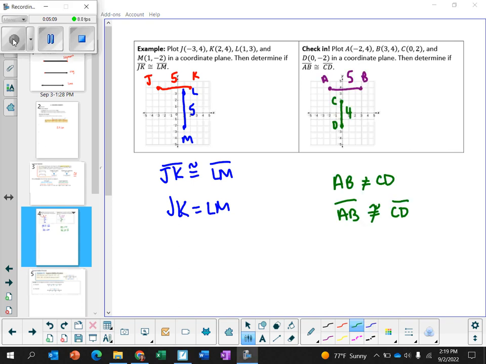All right, so when we plotted AB, we got 5 for that length. When we plotted CD, we got 4 for that length. So since AB is not equal to CD, segment AB is not congruent to segment CD.